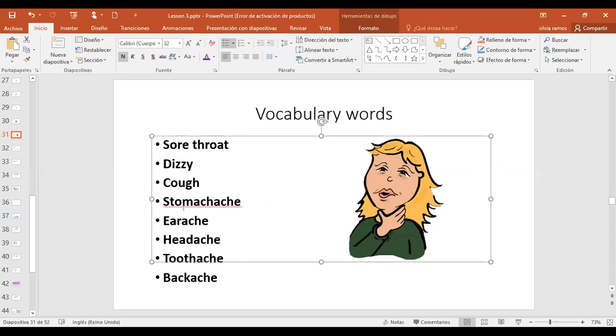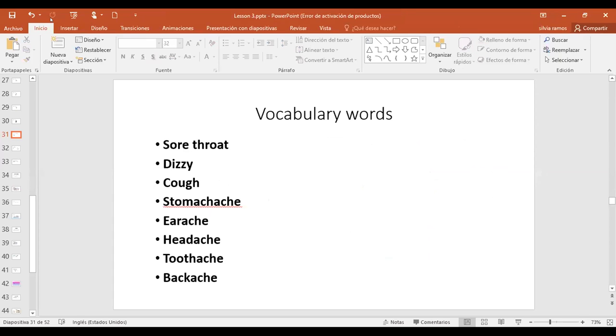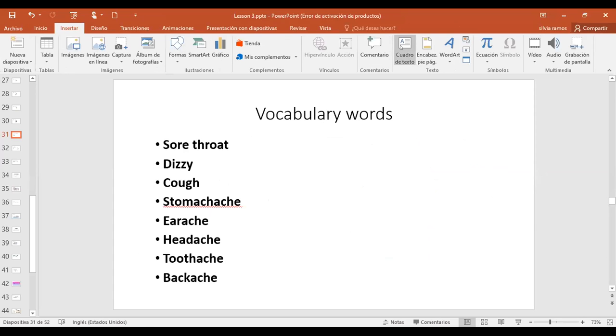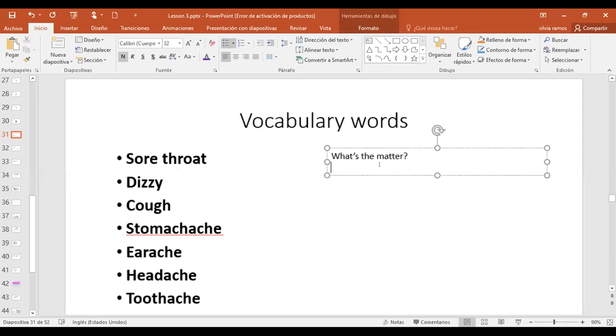Okay, very good. So for example here, if I have a sore throat, right? If I ask you the question, let's see who's here. Johnny, if I ask you the question, what's the matter? You're going to use one of these words to tell me your answer, right? So what's the matter? What would be a possible answer?